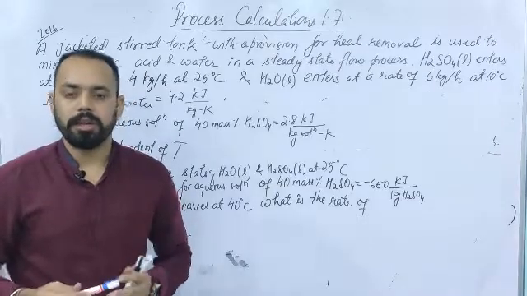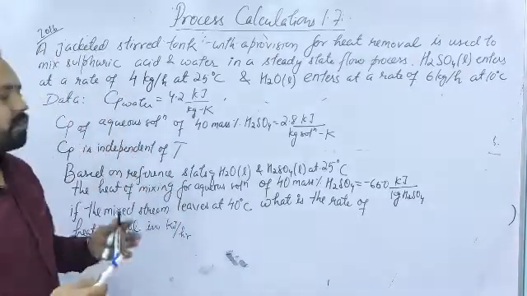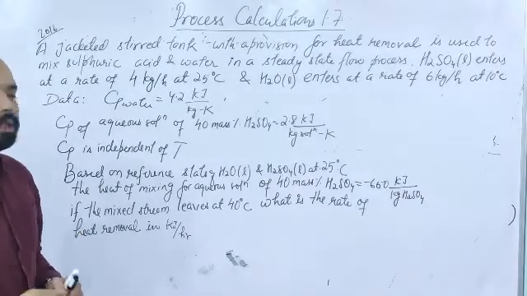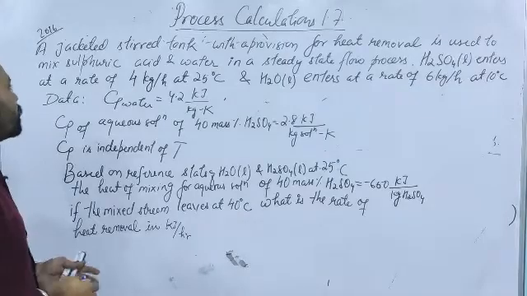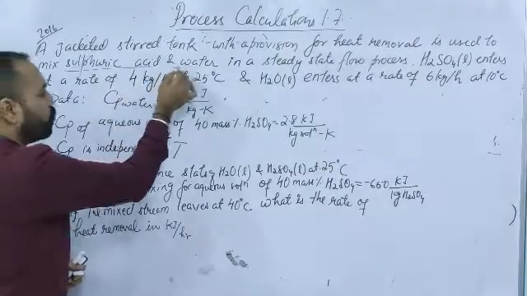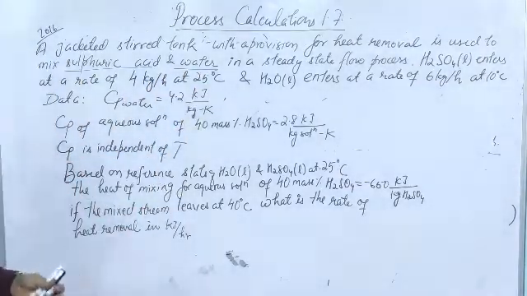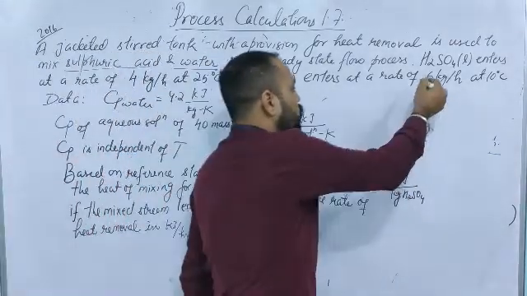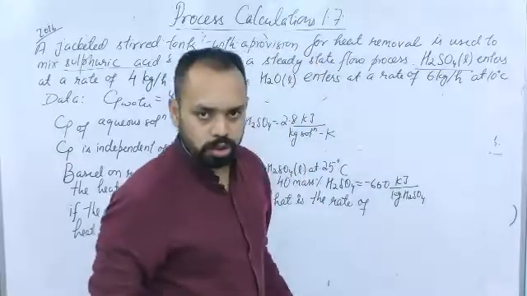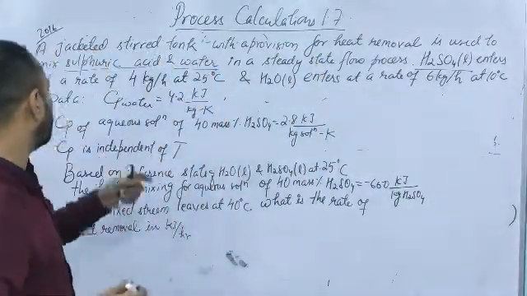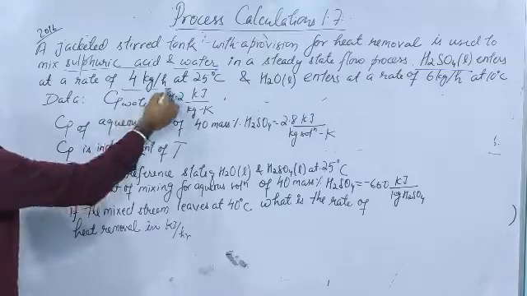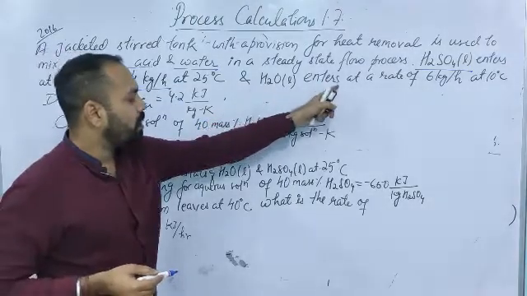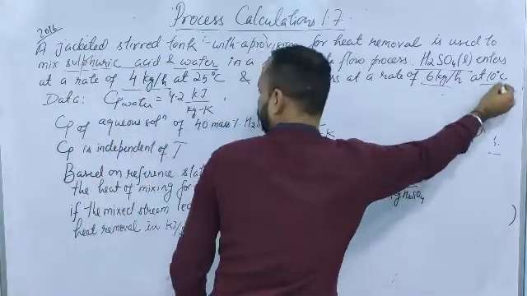This problem I have taken from GATE 2016. Let's read the problem. A jacketed stirred tank with the provision for heat removal is used to mix sulfuric acid and water. So it is a mixing process, not a reaction, in a steady state flow process. It's a continuous process. H2SO4 liquid, which means it's not a solution but pure sulfuric acid in liquid form, enters at a rate of 4 kg per hour, the mass flow rate of H2SO4 at this temperature, and H2O liquid enters at a rate of 6 kg per hour at a different temperature.